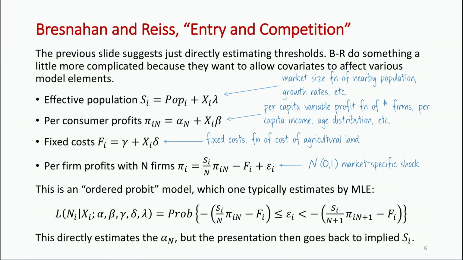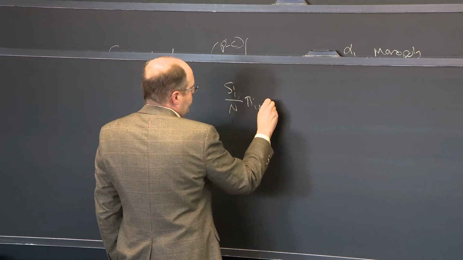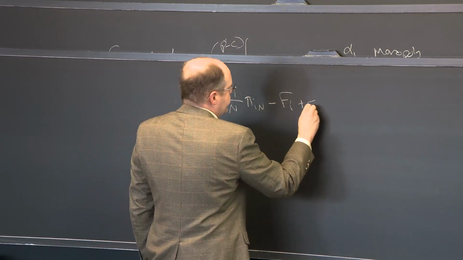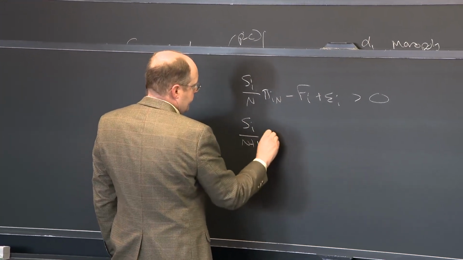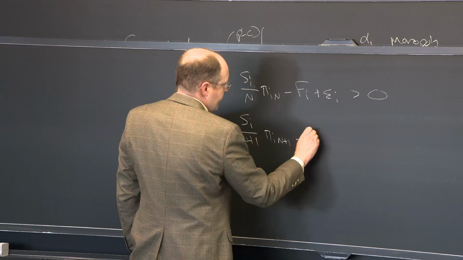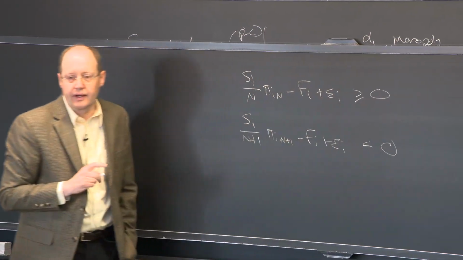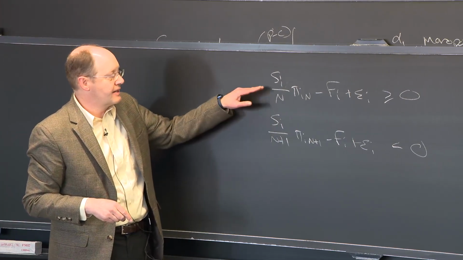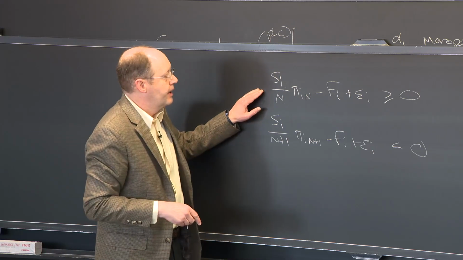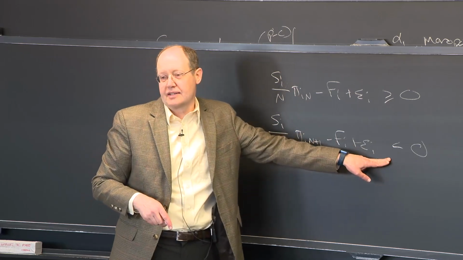We're going to observe n firms if S_i over n, pi_iN, minus F_i plus epsilon_i is greater than 0, and S_i over n plus 1, pi_iN plus 1, minus F_i plus epsilon_i is less than 0. Okay, so we have these two things that have to both be true for there to be exactly n firms in the market. But you could write the first one as epsilon is bigger than something, and the second one as epsilon is less than something.